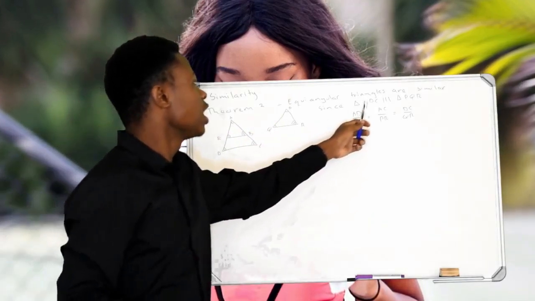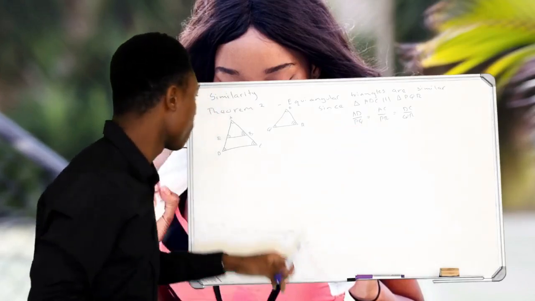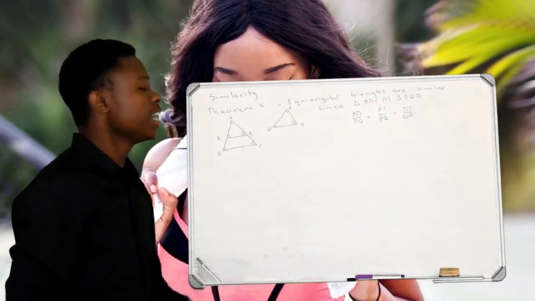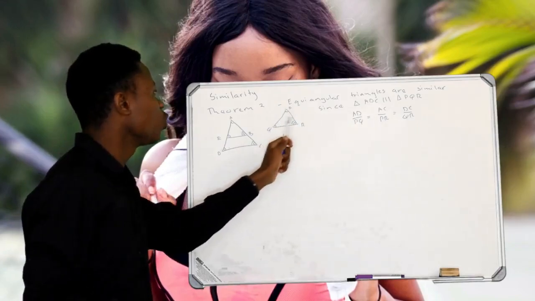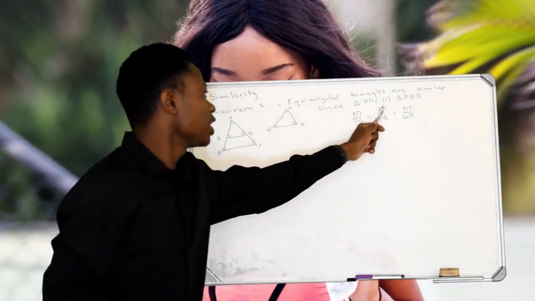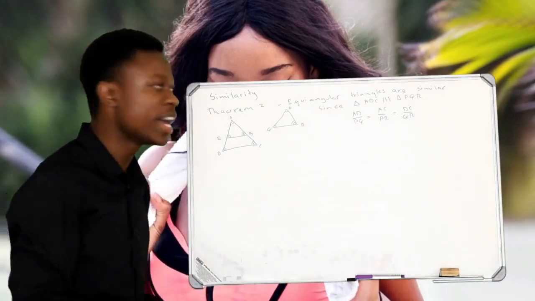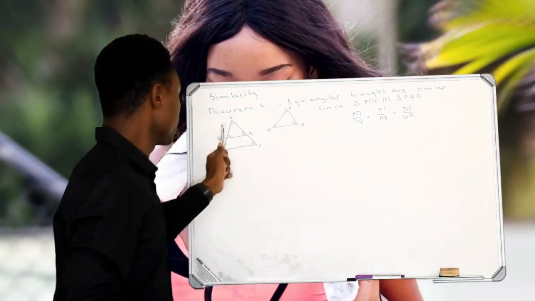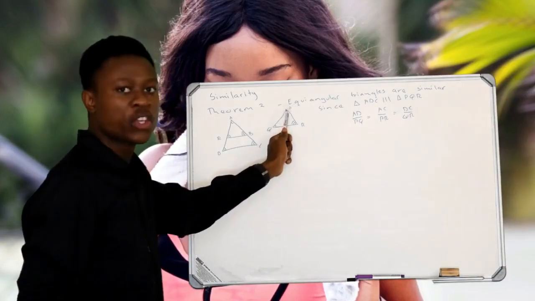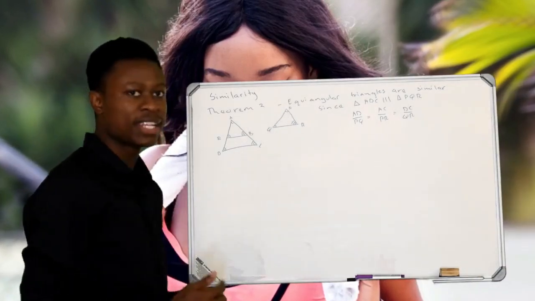So we're saying since triangle ADC is similar to triangle PQR, this is how you show similarity. Therefore, we can conclude that AD, this long line, over PQ, which relates to that line on that side, right?